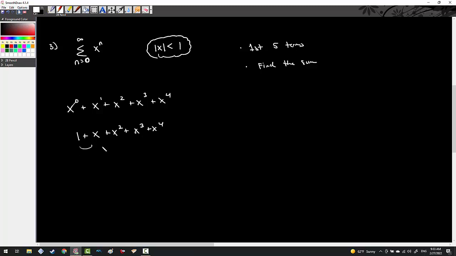And now I'm going to figure out what my ratio is. My ratio is equal to x. So that means that my sum is going to be 1, which is my first term. And then my ratio, or the piece on the bottom, is going to be 1 minus x. And that is your sum of this particular geometric series.